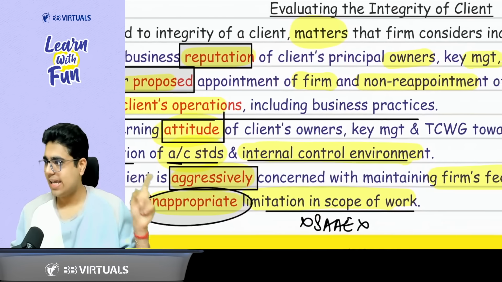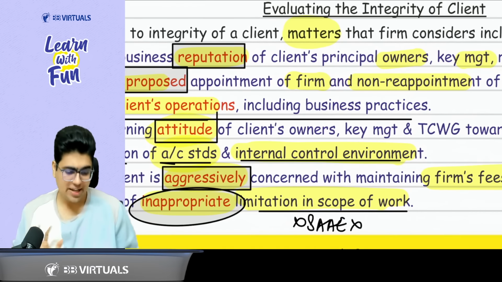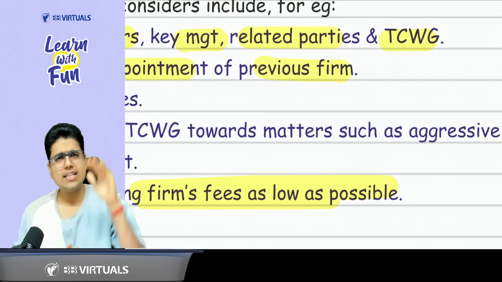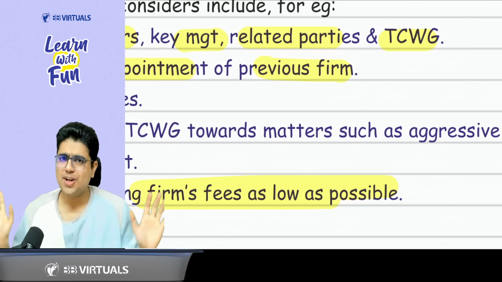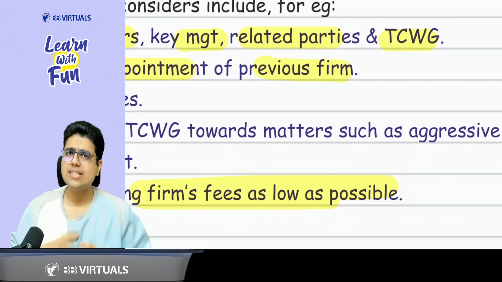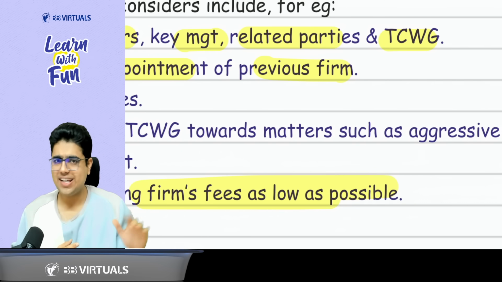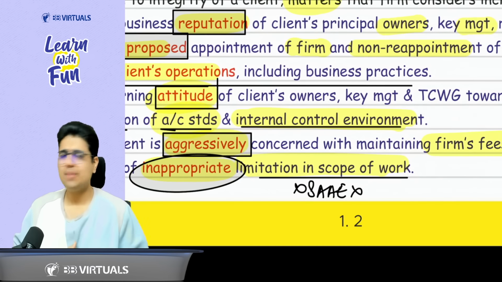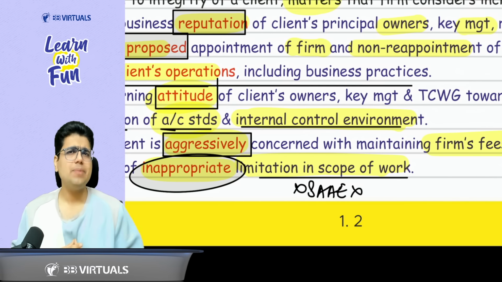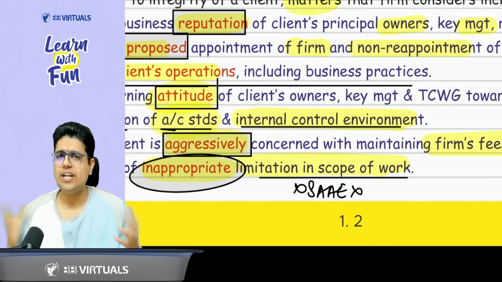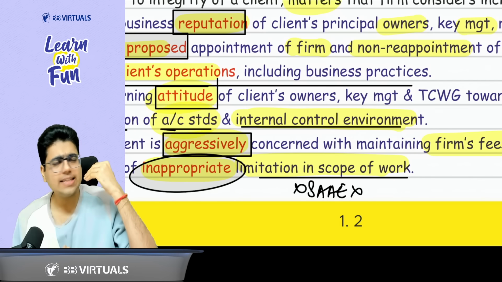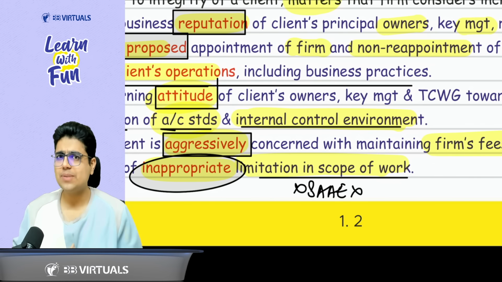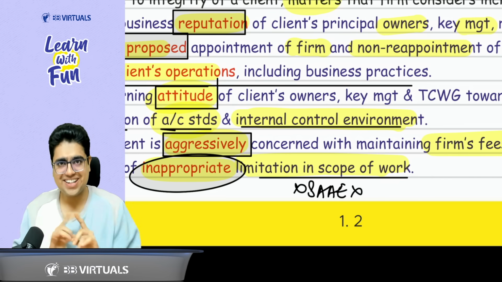Next thing is, sir, they are very aggressive in keeping your fee as low as possible. They say that the fee should be low, quality of audit doesn't matter. Will you accept the client? Answer is no. Less integrity, don't accept. Next case, they are putting inappropriate limitation in the scope of work. They are not letting you get evidence. They are not letting you send external confirmation. They are not letting you attend the inventory count. Will you accept the client? No, sir. Less integrity, don't accept.